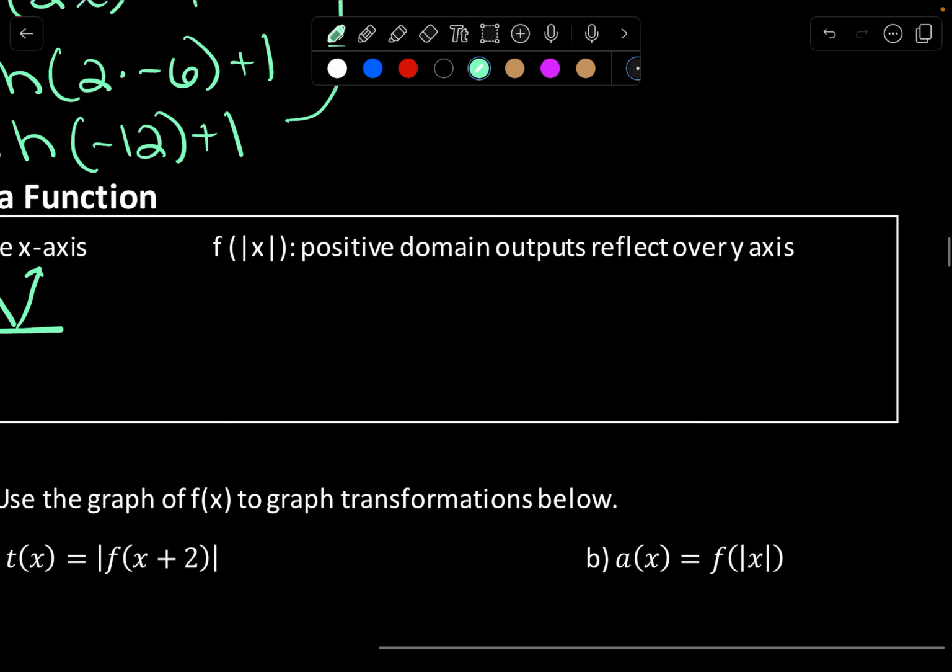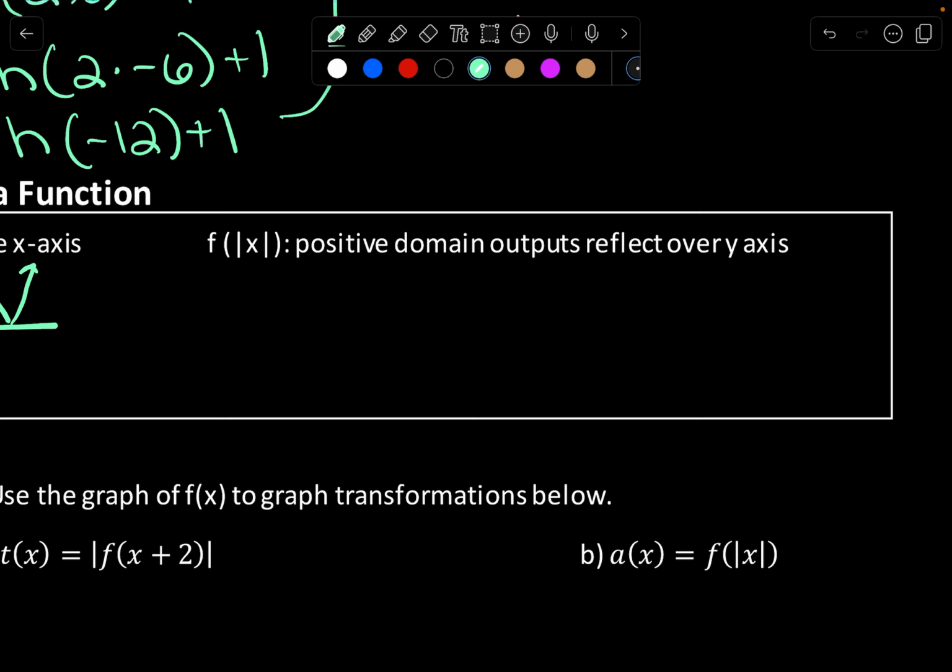Now with this one, this means that there are no negative x values. So the positive domain outputs reflect over the y-axis. What does that mean? Let's try x cubed. So we have x cubed, and we want to apply the absolute value to the inputs, to the x values.